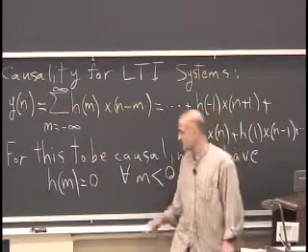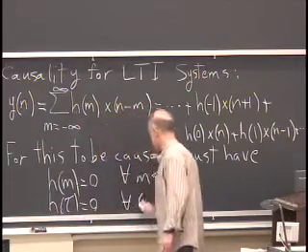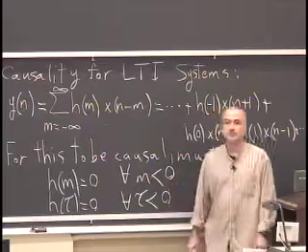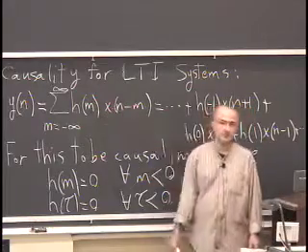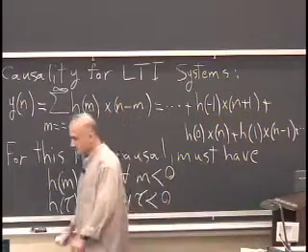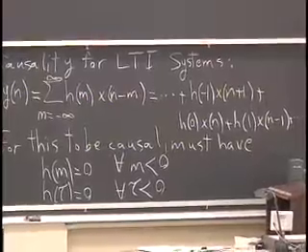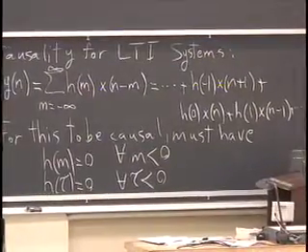The same is true for continuous time. H of tau equals 0 for all tau less than 0. Instead of the summation, you have the integral. So an LTI system is causal if and only if its impulse response is 0 for negative values of its argument.